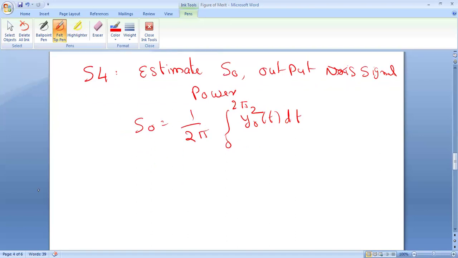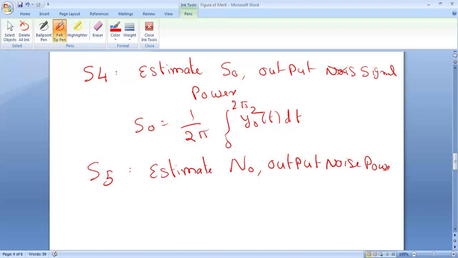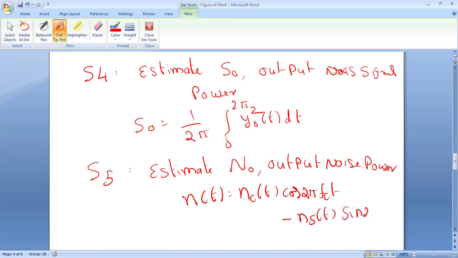Then the last step in this evaluation process will be the estimation of the output noise power. Estimate NO, that is the output noise power. And what noise is actually coming at the output? At the output, we are getting narrowband noise. Why? Because the input noise is W(t), a wideband noise. It is passed through the equivalent IF filter, which generates a narrowband noise, N(t) we generally call it. This is represented as Nc(t) cos 2 pi fc t minus Ns(t) sin 2 pi fc t.